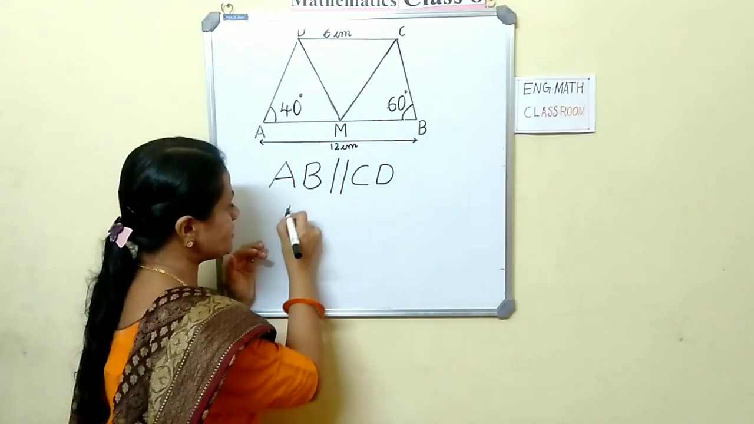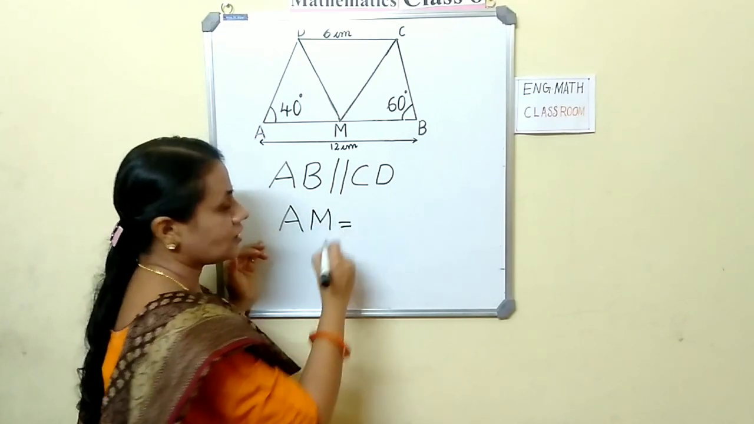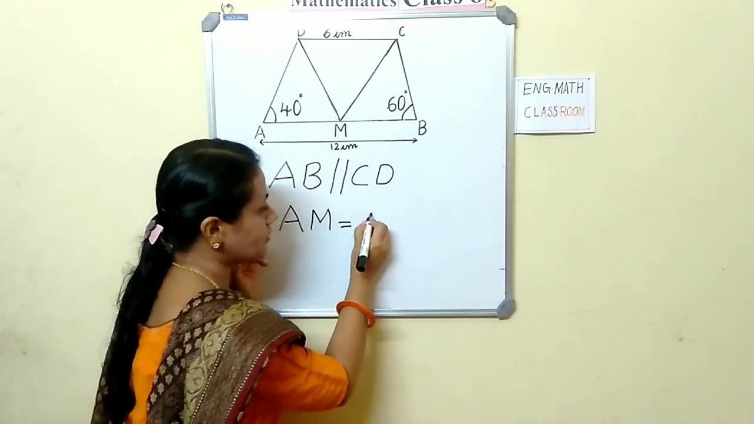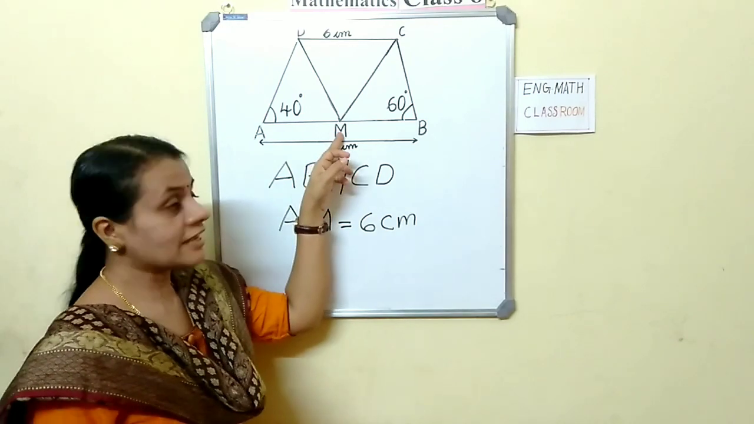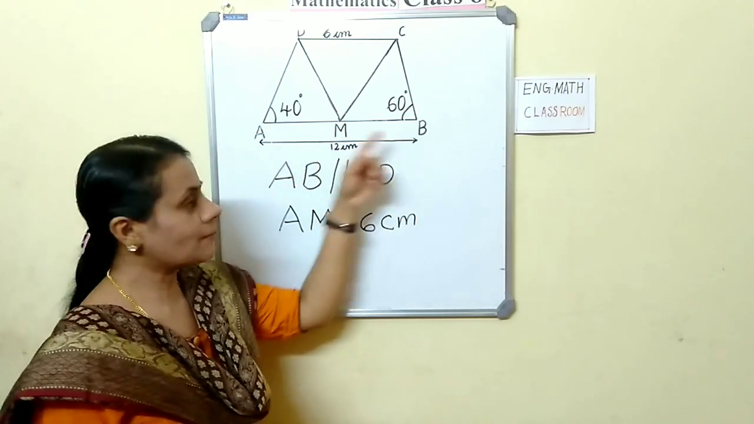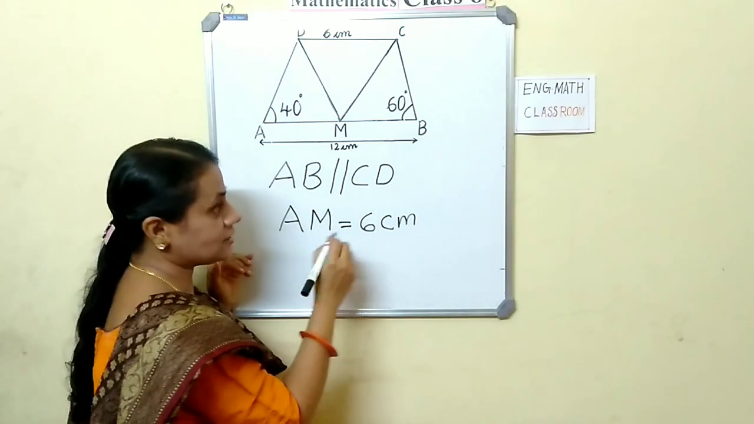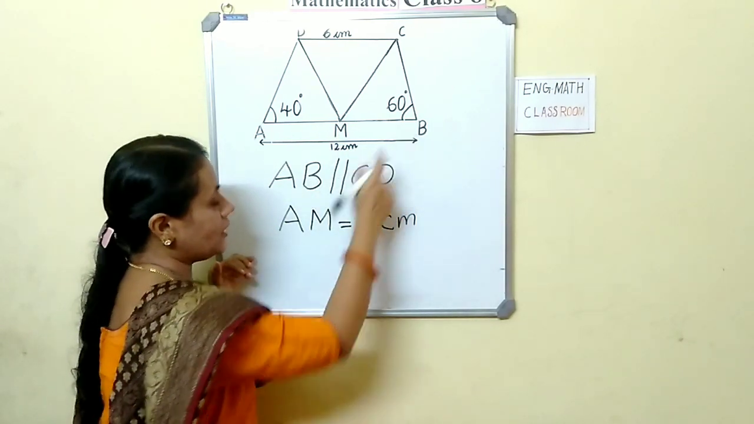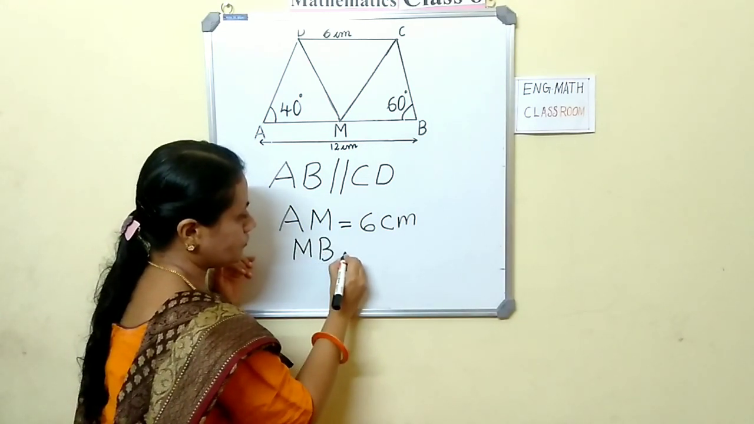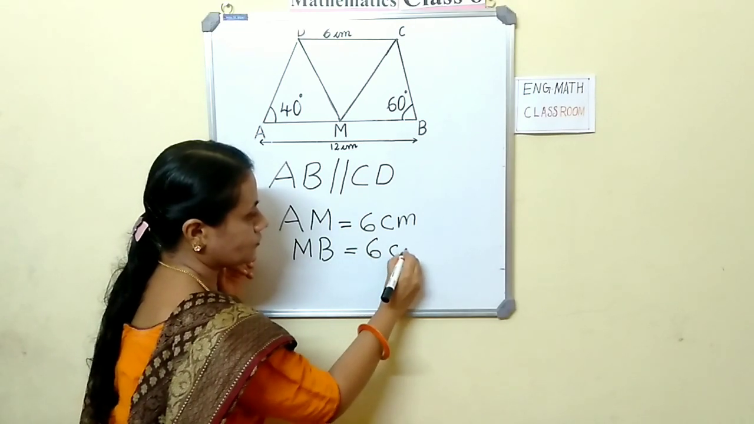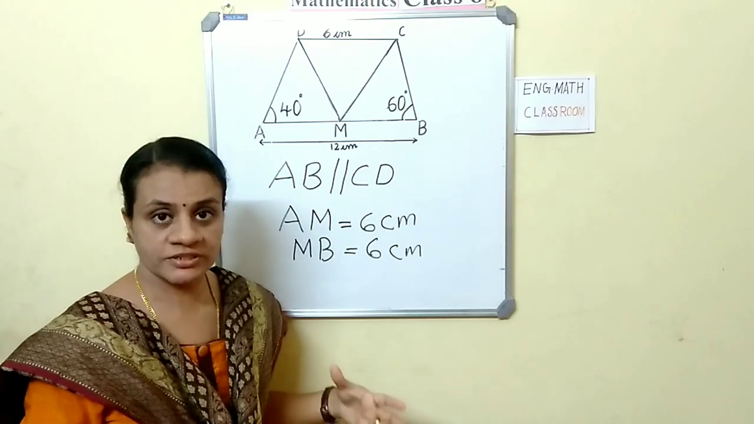AM equals 6 centimeter, isn't it? Why? Why AM is 6 centimeter? Because M bisect AB. M is the midpoint of AB. So AM is 6 centimeter. Also MB is 6 centimeter. Correct? So this is the second information we get from the question.